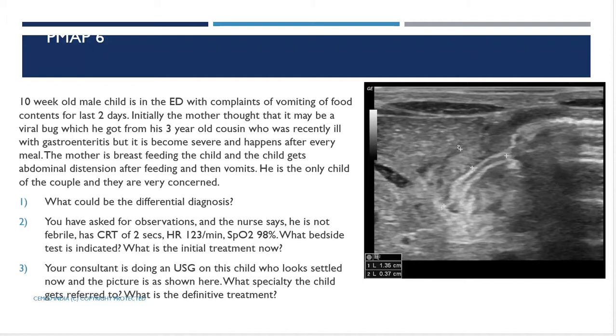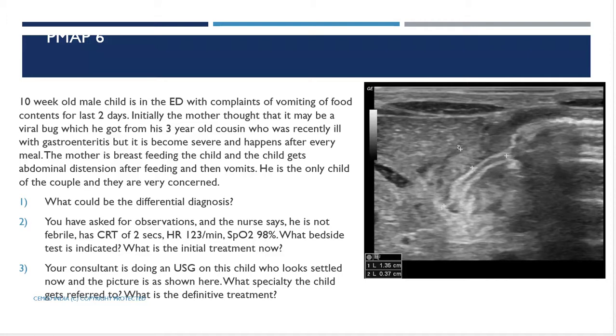Next one, a 10-week child with vomiting. Pause the video and write down the answers. Okay, so what could be the differential diagnosis? From the picture I see a uterus type picture, but this is the pylorus. So an ultrasound image showing the pylorus. So the differential is congenital hypertrophic pyloric stenosis.